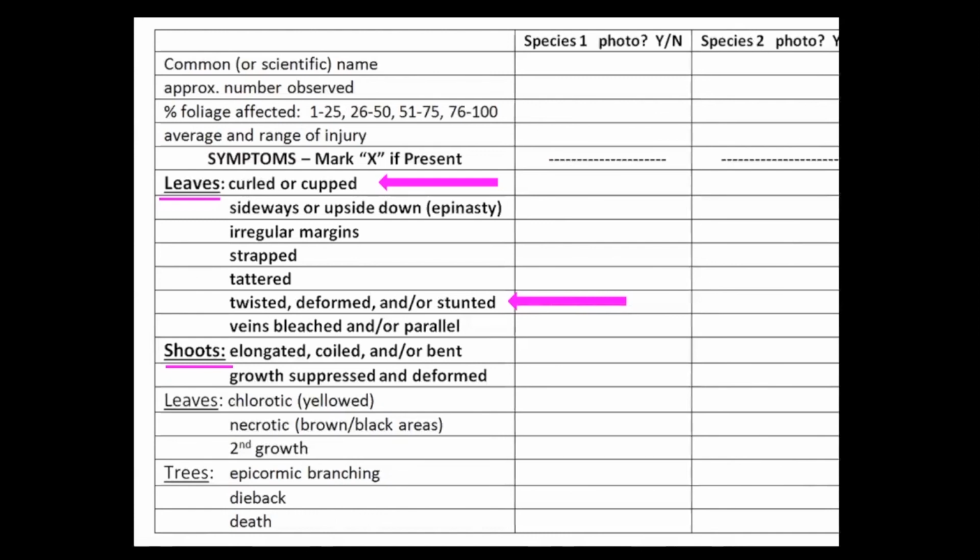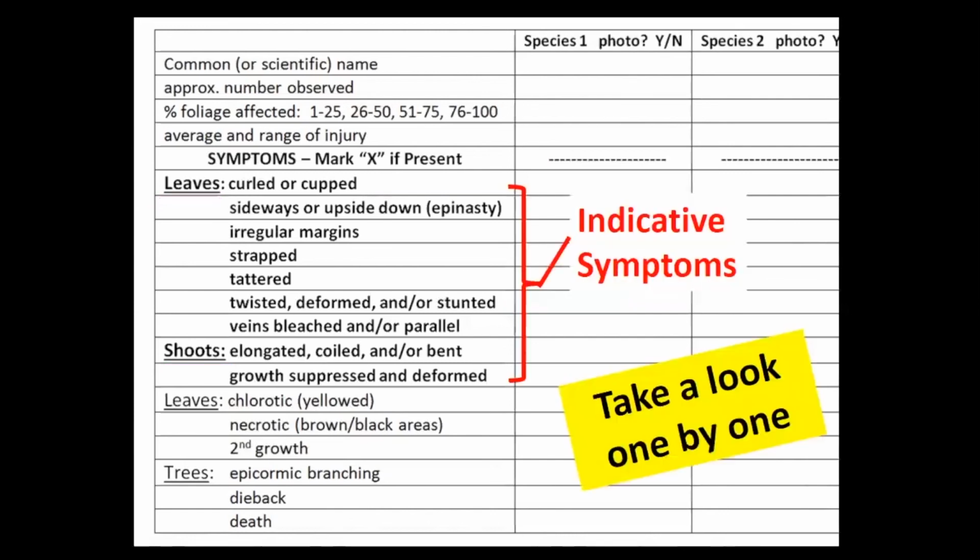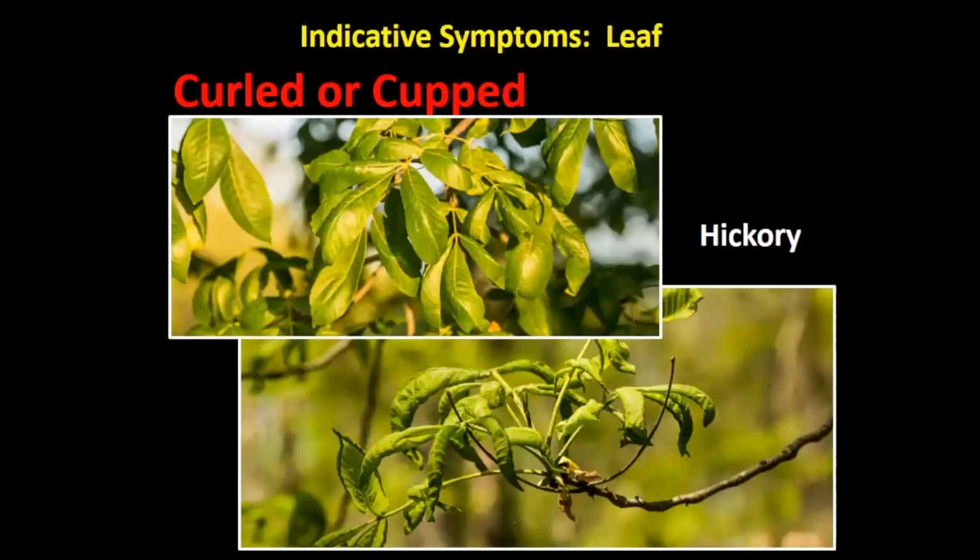All of these symptoms are present in the field, and you will encounter them at times, but curled and cupped leaves and twisted, deformed, or stunted leaves are clearly the most common things that we've been encountering over the past few years. Once you learn these, you will be in a really good position to commonly identify these symptoms. So, indicative symptoms, we're going to take a look at these one by one so that we become familiar with what we're talking about.